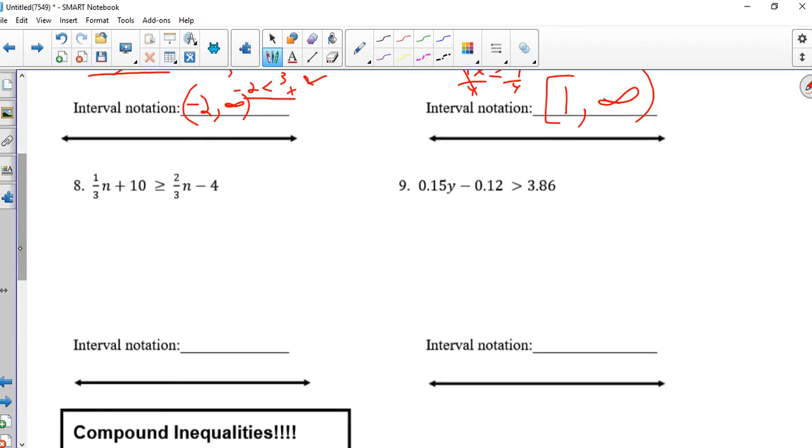Okay, we have fractions. We have two ways of going about this. We can move our fractions, or we can get rid of the fractions. It makes no difference. If you want to get rid of the fractions, you multiply every term by 3. When that happens, this cancels here, leaving me n plus now 30, greater than or equal to, the 3's cancel, leaving me 2n minus 12.